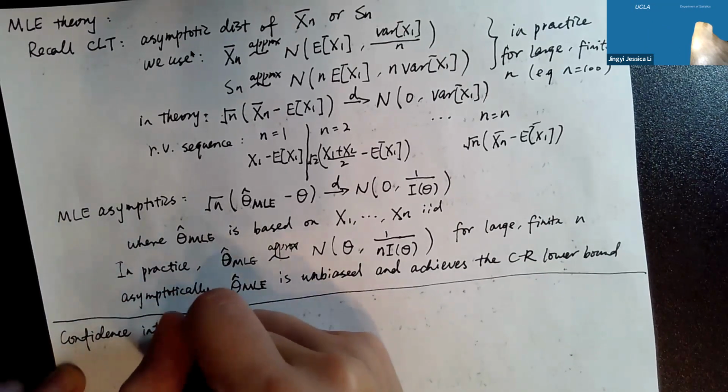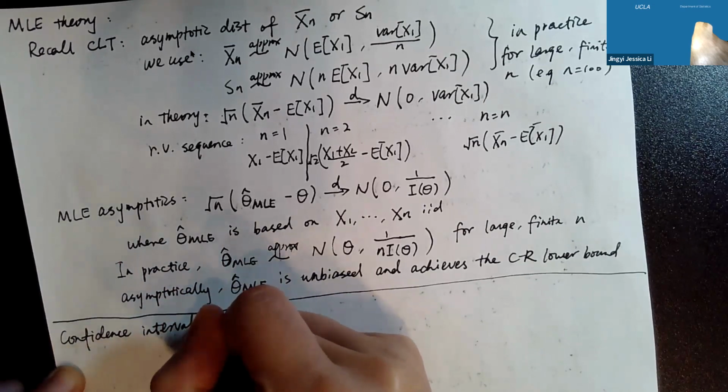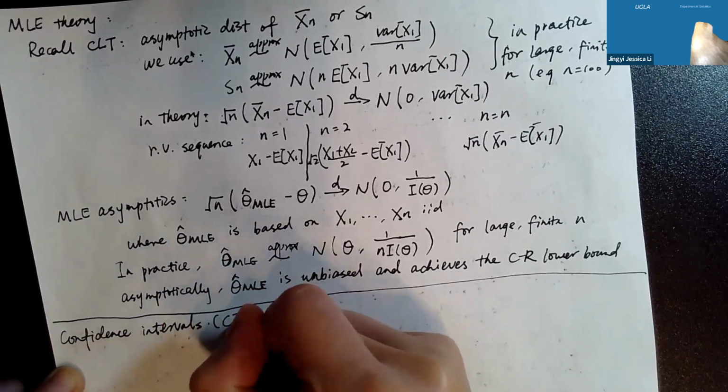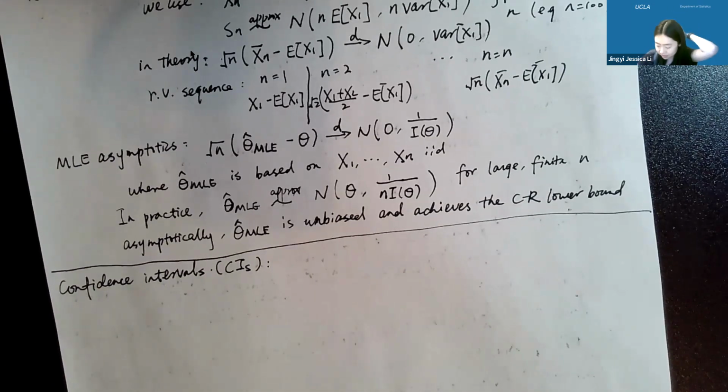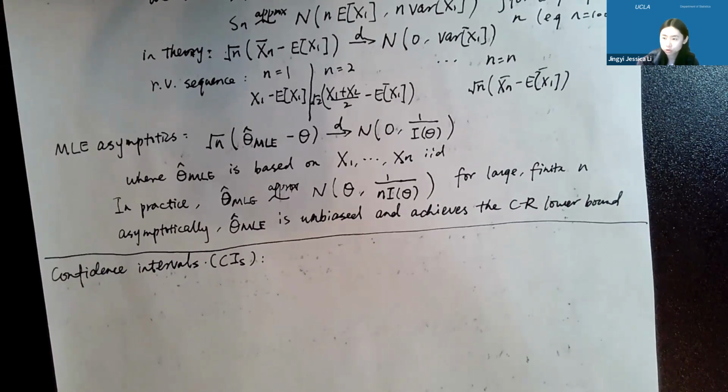Even though you may have known how to calculate CIs from your previous classes, here what we want to emphasize is the randomness. What is the randomness? What is this interval actually? That's the most important thing about the confidence interval, and this understanding can address a lot of the common confusions or misunderstandings about CIs.